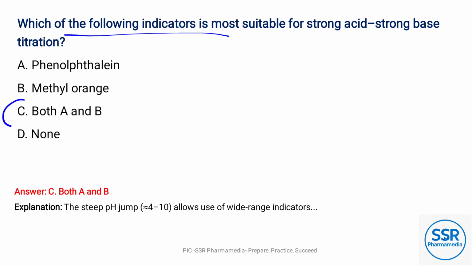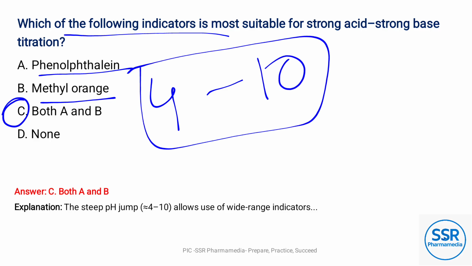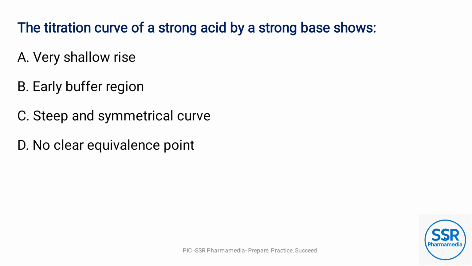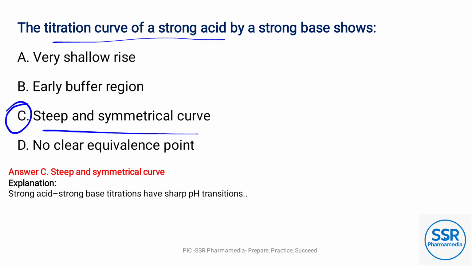So the answer is option C, both phenolphthalein and methyl orange, because the pH range 4 to 10 will cover the end point in this strong acid versus strong base titration. So both the indicators are suitable. The titration curve of a strong acid by a strong base shows, so option C, a steep and symmetrical curve. That means an S-type curve.